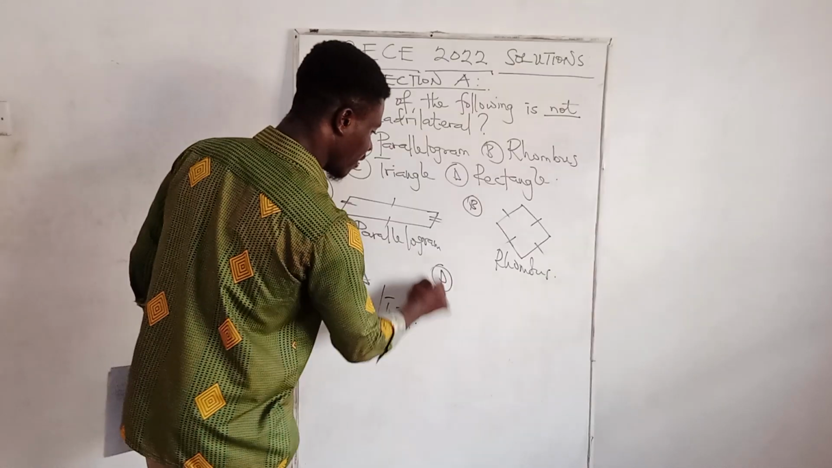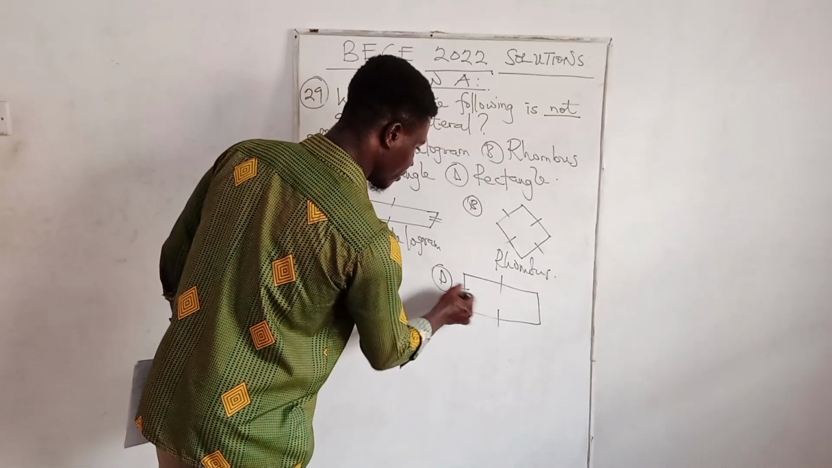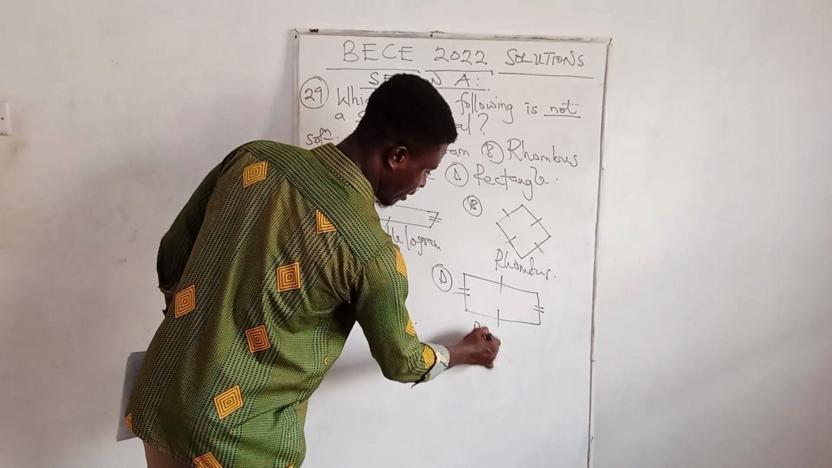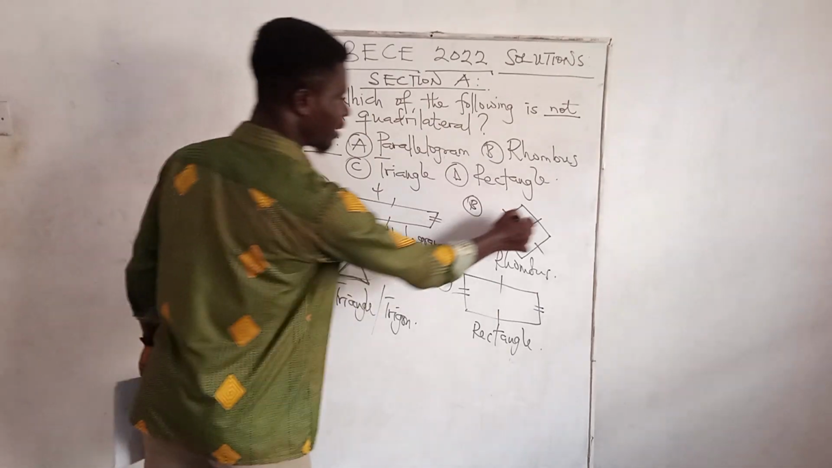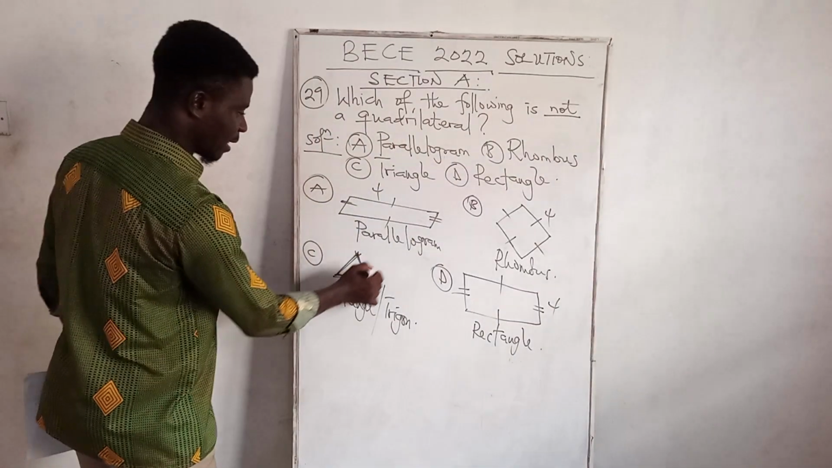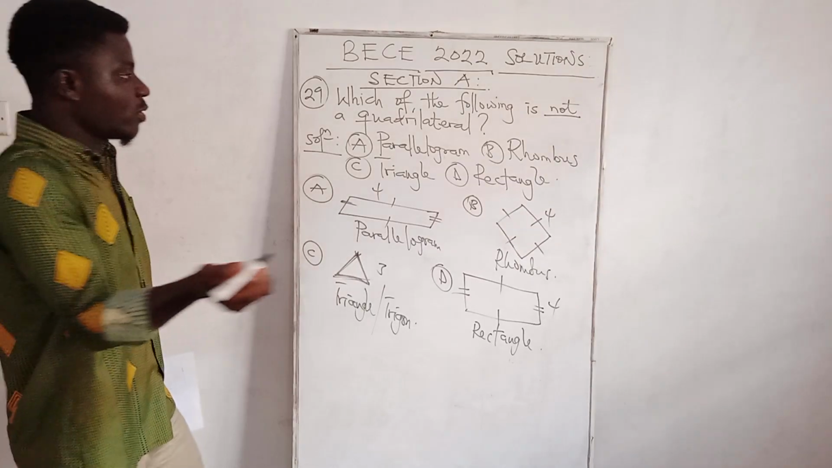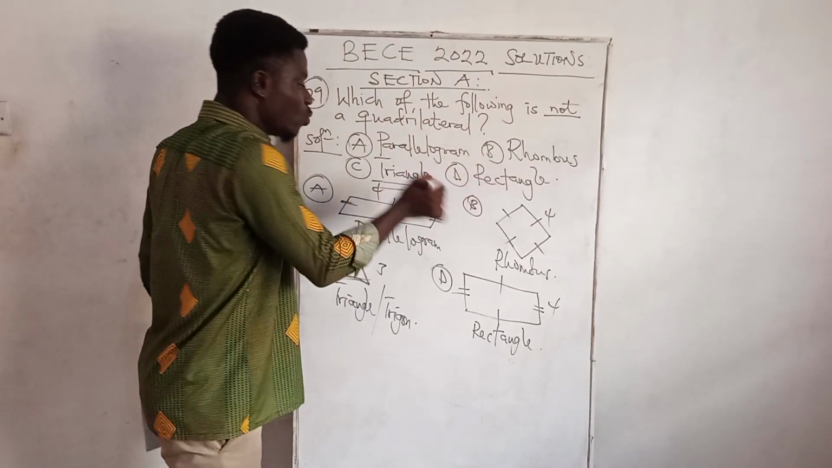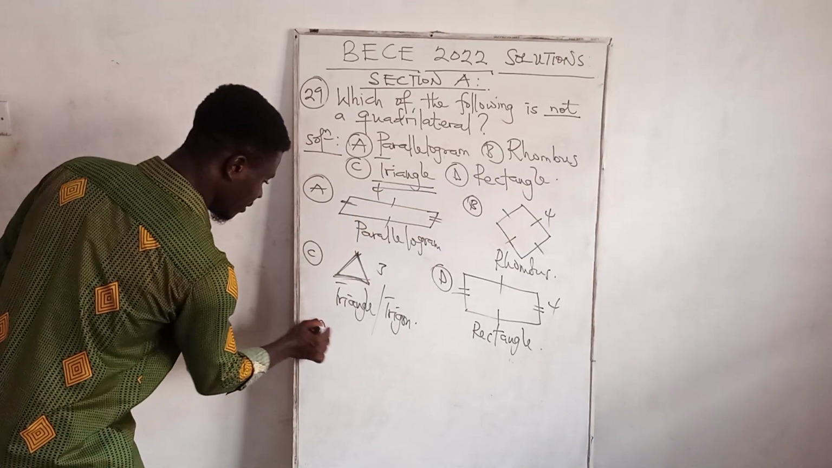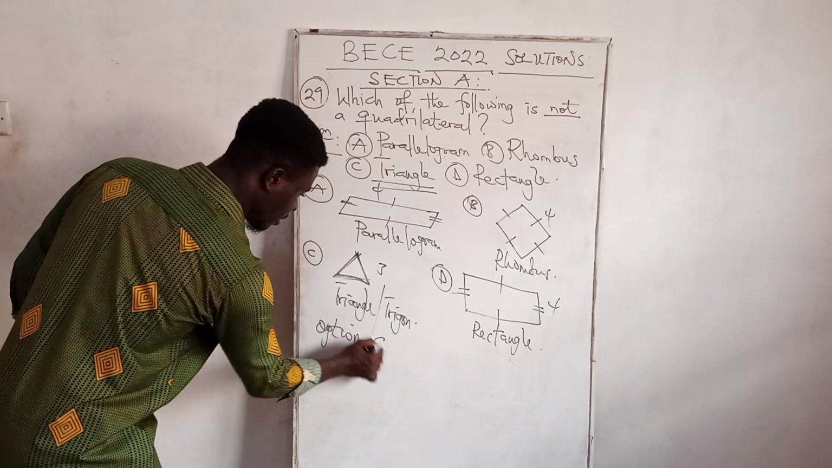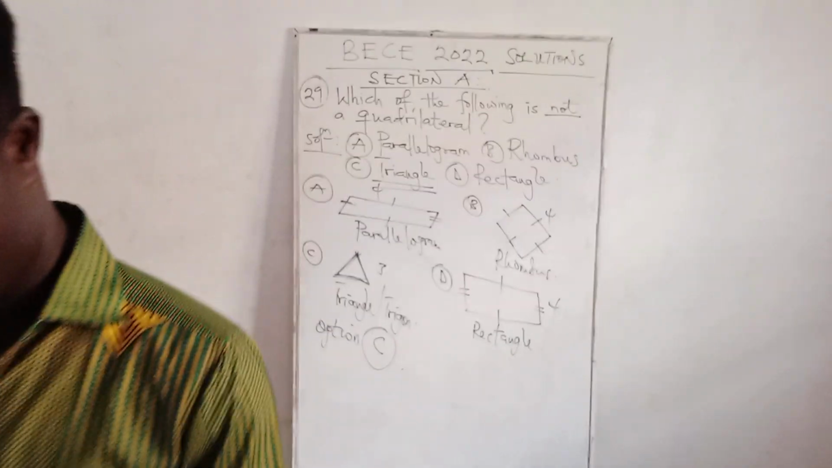Then D, we have a rectangle. So this guy is here. This one has 4 sides, and this one has 3 sides. So then it is very obvious that this guy is not a quadrilateral. So the answer is Option C. The answer is very trivial. Thank you.